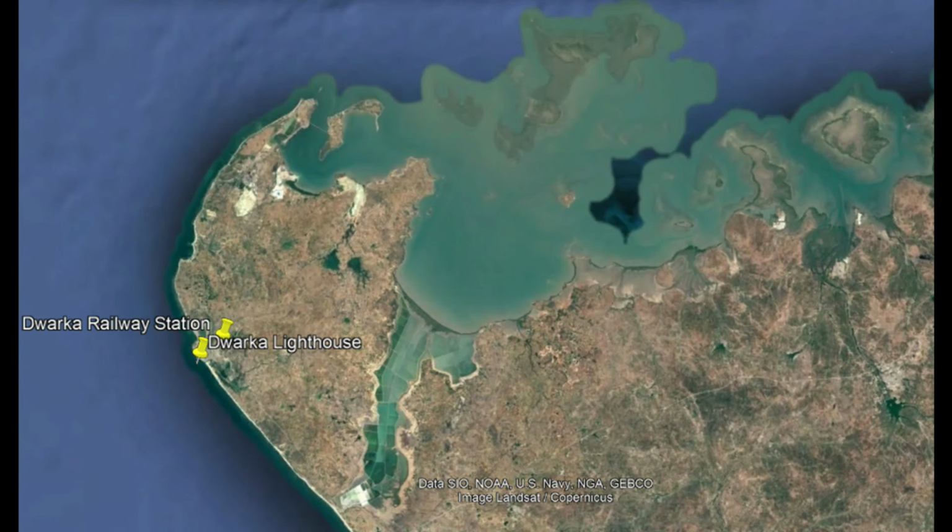The Dwarka Lighthouse is located 2.5 miles or 4 kilometers from the Dwarka railway station. The Dwarka Lighthouse was said to have been built in 1866, and the railroad was said to have first come here in 1922. And in this Google Earth screenshot, you can see the shallow, murky waters with bits of land poking up here and there.